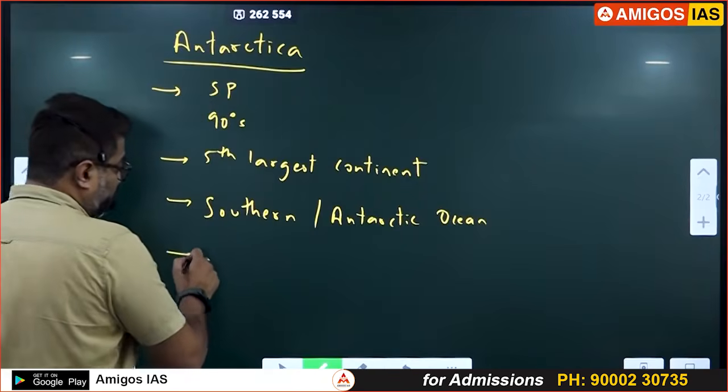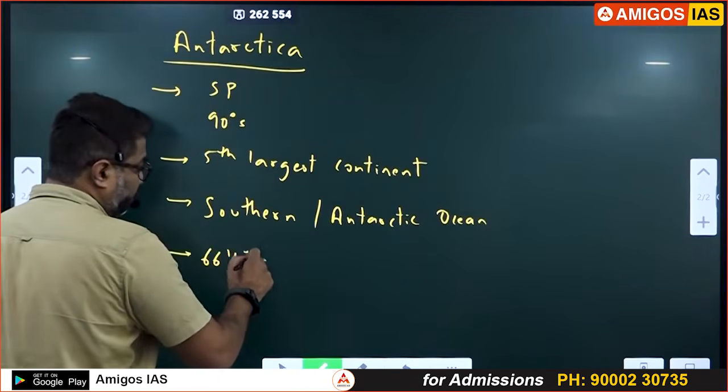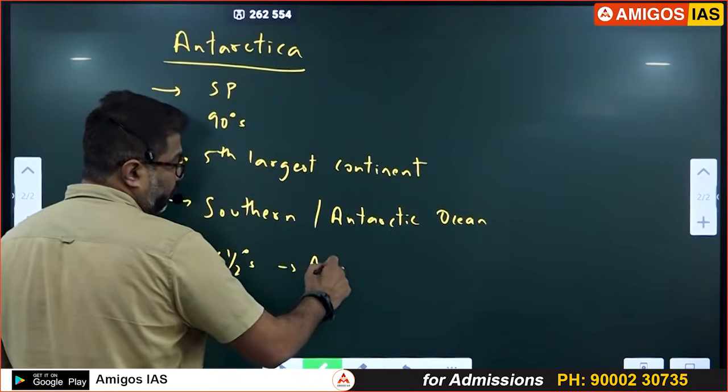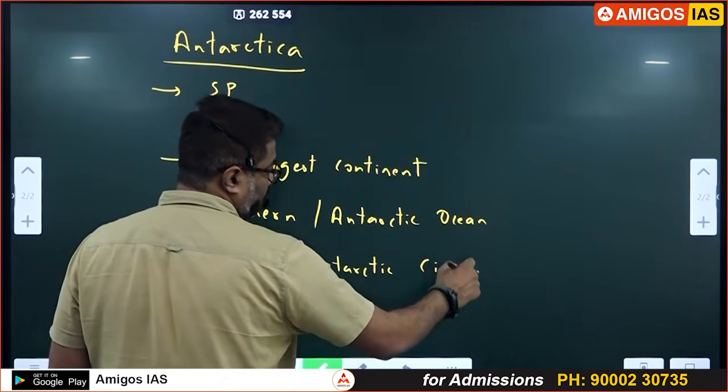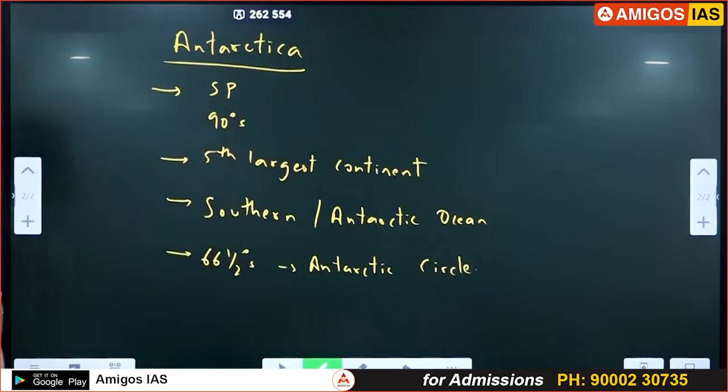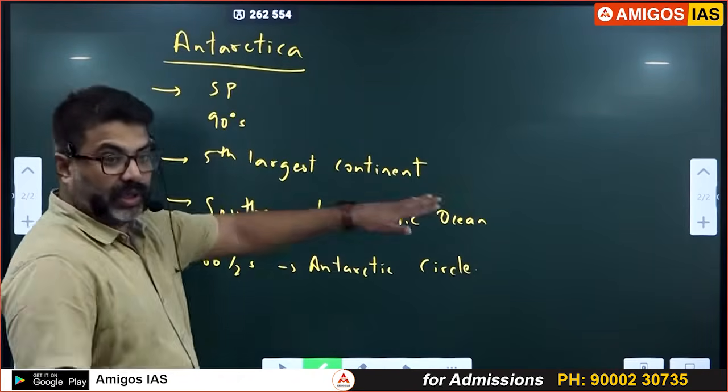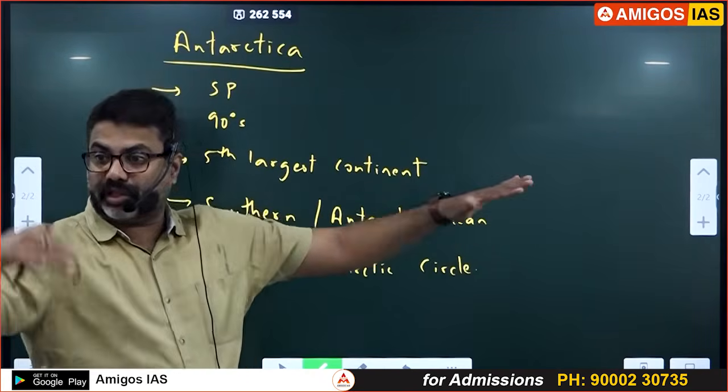Antarctic Circle, 66.5 degrees south, passes through Antarctica and the surrounding ocean. It passes through the surrounding ocean and the continent. It is a continent. Okay, please remember this. Covered with ice because its location is South Pole.